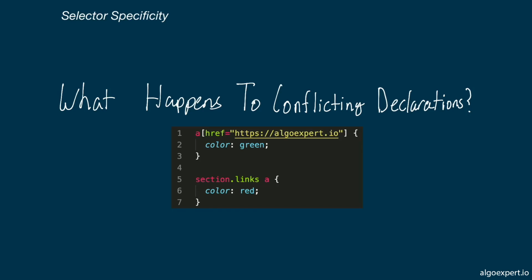In this video, we will be discussing what happens to conflicting CSS declarations. For example, here we have two rule sets. The first selects anchor tags with an href attribute of algoexpert.io and sets their color to be green. The second selects anchor tags inside of sections with a class of links and sets their color to be red. But this raises a question: what happens if an anchor tag is inside of a section with class links and it has the href attribute set to algoexpert.io? Will it be green or red?